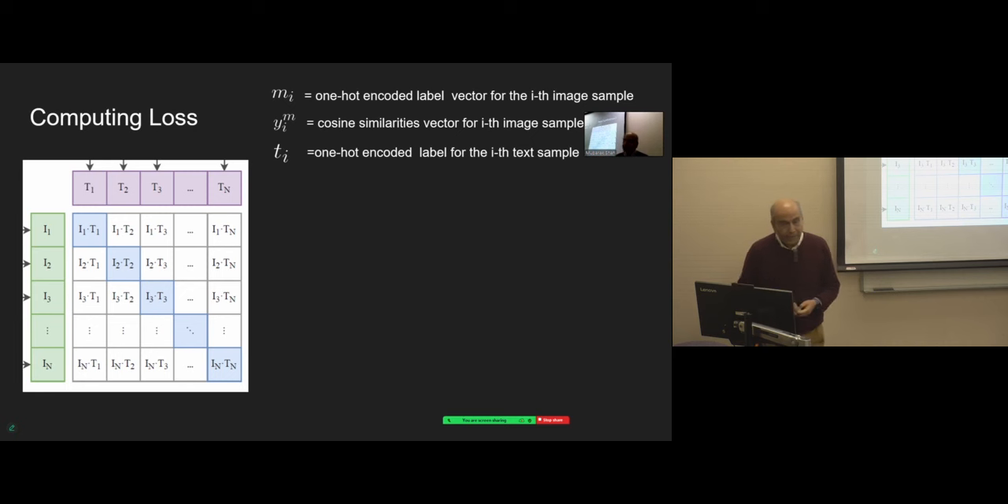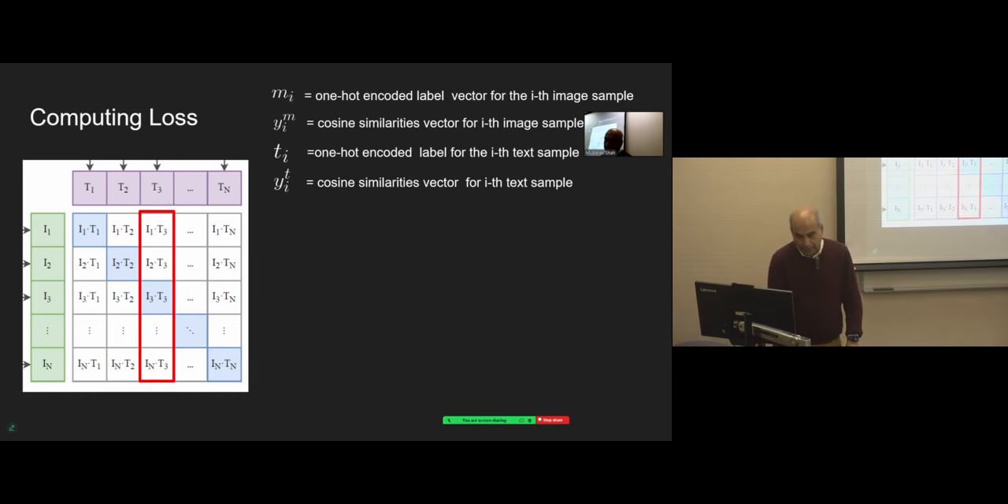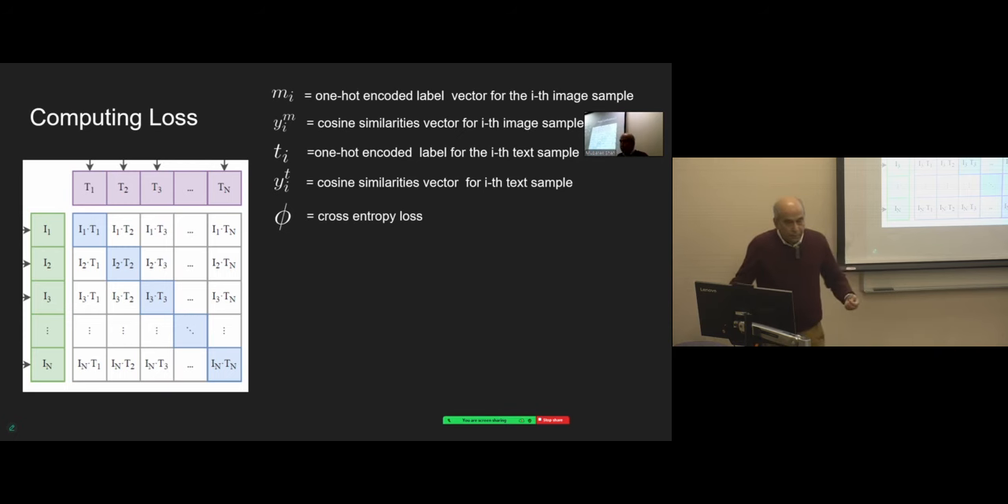Now then we will have Ti, which will be the one-hot encoded label of the ith text sample. Same thing as we did for the image, we'll do for the text, like, let's say T3. Then we will again have the cosine similarity vector for the ith text sample. We'll have this column. The first was rows, the second was column. Then we'll find the cross entropy loss.